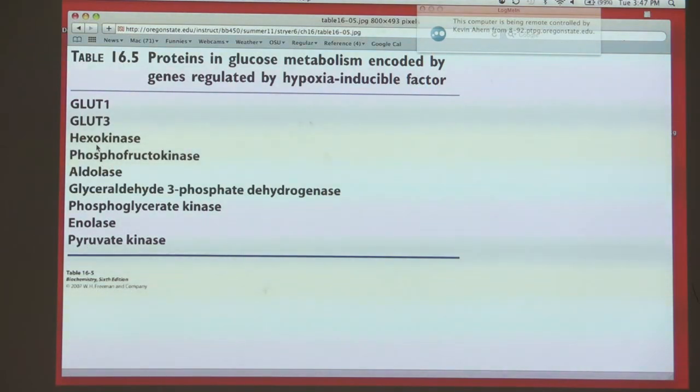Okay. It's time, I think, to take a well-deserved break. That's a lot of material. You guys are looking tired again. Let's do that, and I'll come back and talk about gluconeogenesis.